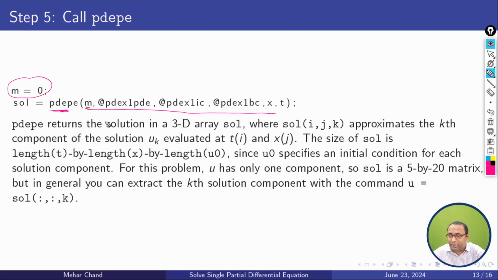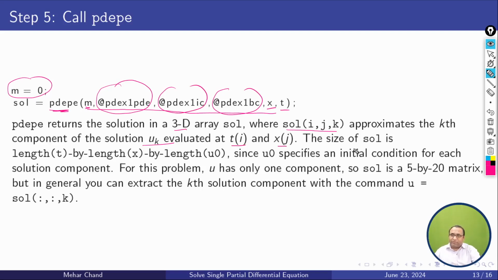So first we have the input argument m, then we have the given partial differential equation, which will handle the code we write for the partial differential equation, then the initial condition, and then the boundary condition, then the x argument and the t argument. pdepe returns the solution as a 3D array, where sol(i,j,k) approximates the kth component of the solution uk evaluated at ti and xj. i and j are just the indices for t and x respectively.